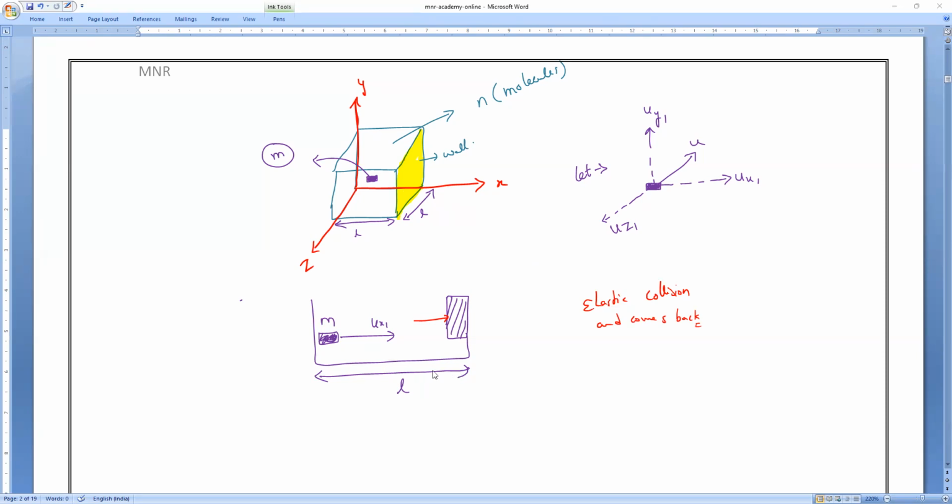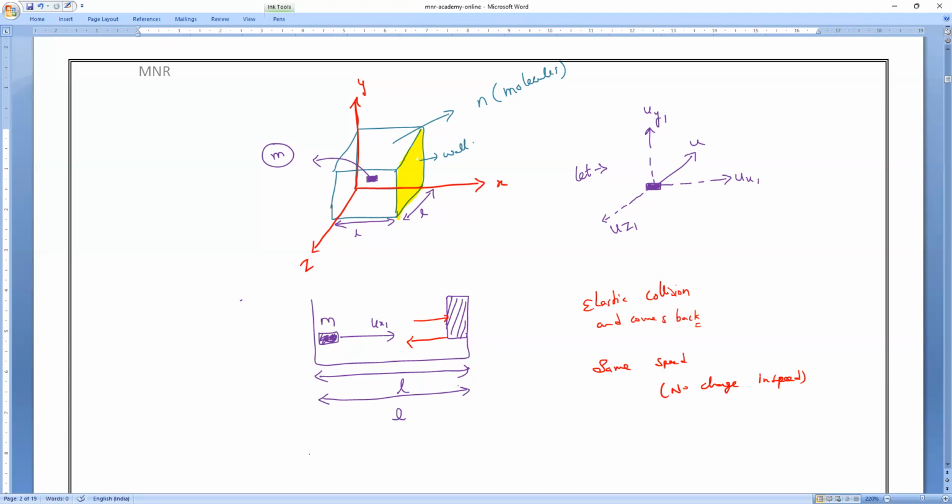Same speed means again it will travel how much distance, Rudresh? L. Am I right or wrong? L. So after the wall, again it will travel with the same speed, so again it will travel the same distance. So now what is the total distance travelled, everybody? 2L. Yes or no? So please remember that.